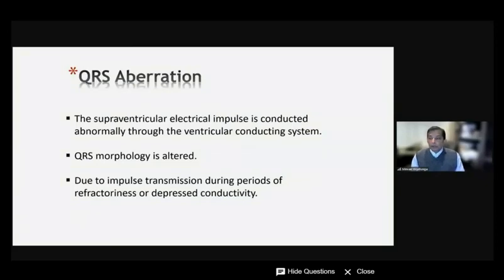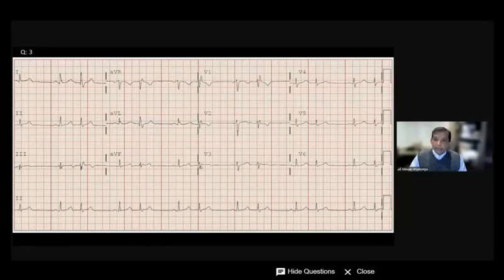So that's called QRS aberration, if you ask what it is. QRS aberration means an impulse coming from the upper part of the heart conducted abnormally to the ventricle. Now, the patient, under baseline conditions, may not have abnormal QRS. It may look pretty normal. But when a premature beat comes, QRS aberrates because the conduction is slow. QRS morphology is altered. And that's what happens here.